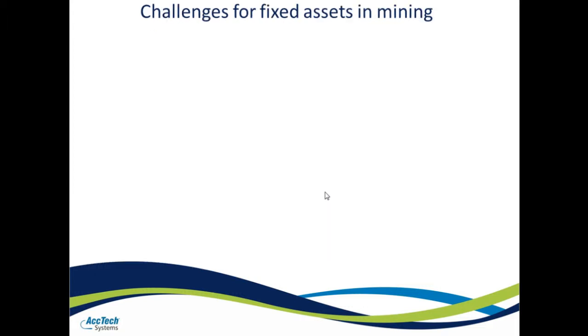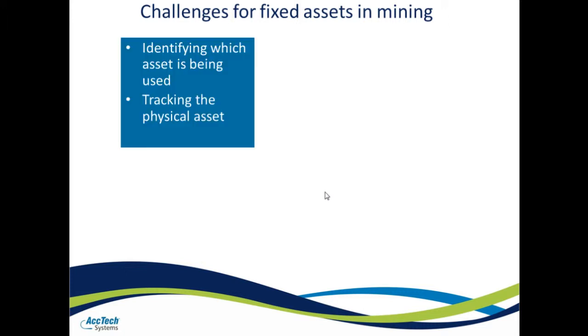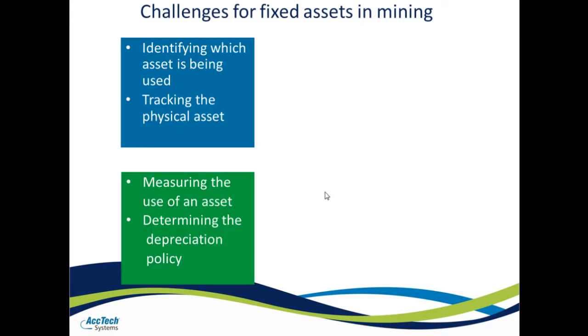Now, what are the challenges facing the mining industry specifically around fixed assets? It is hard for you to identify which asset is being used at a specific site if that asset is not accurately tracked. So you should be able to track the assets not only according to their physical aspects, but you should also be able to track them within your system: who is responsible, to which division they belong, or to which category they belong.